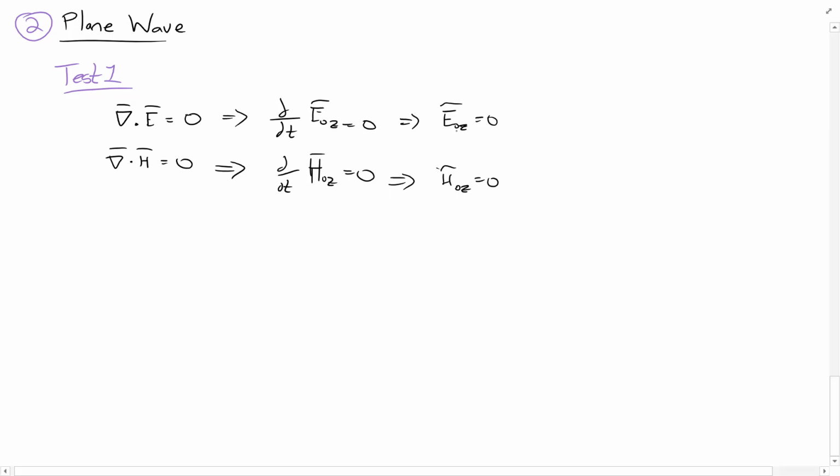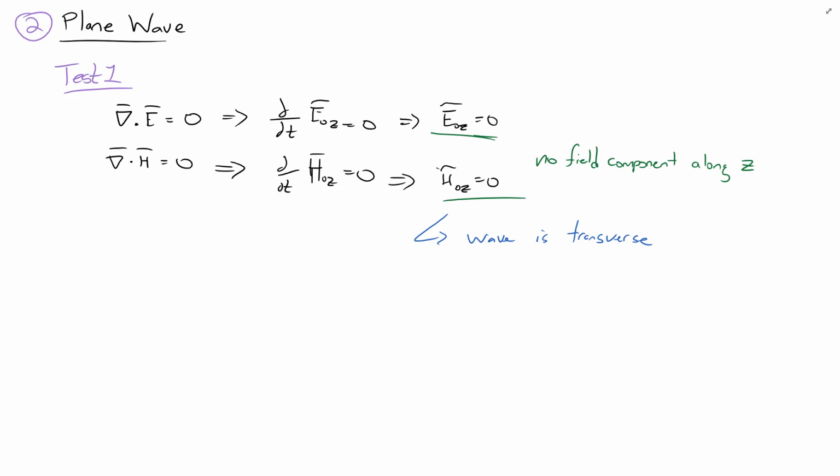So what we can gain from this is that there is no field component along the z direction, which in this case is our direction of propagation. So we can conclude that the wave is transverse. In other words, the oscillations from our electric and magnetic fields are orthogonal to the direction of propagation for our plane wave.